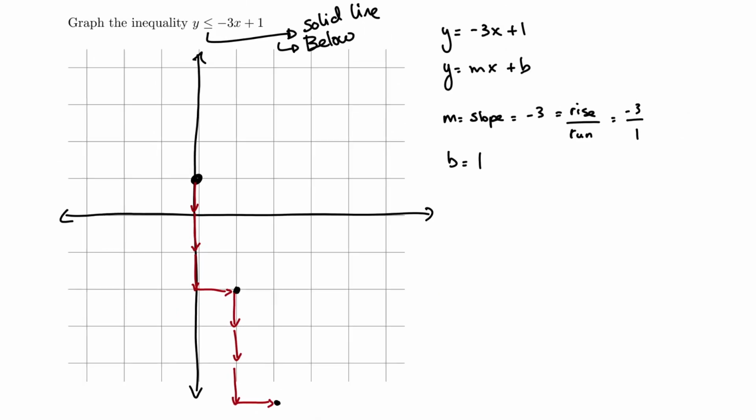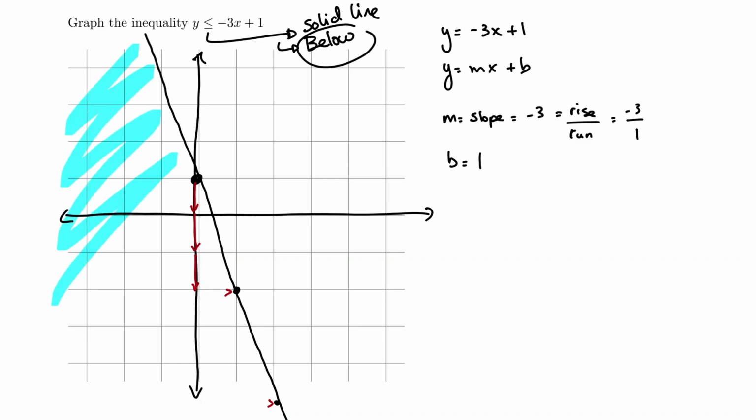Now we know we should do a solid line, so I'm going to connect these with a solid line all the way down. And now that I've found these, I'm going to erase these little guiding points to make it easier to see. And I should shade below because it's y is less than or equal to. So I'm going to shade everything below the line.